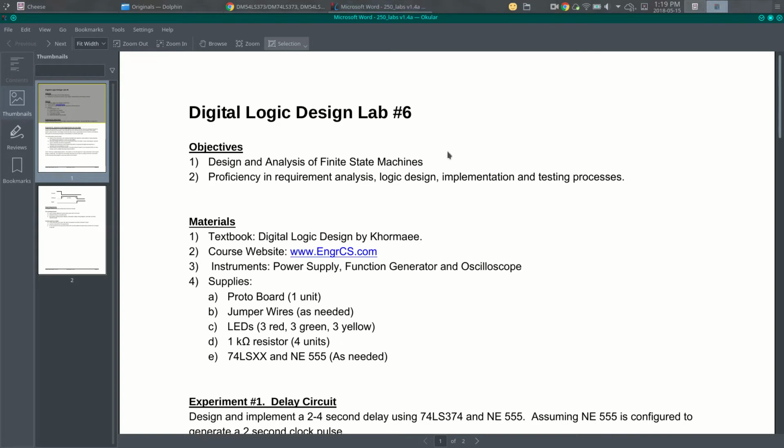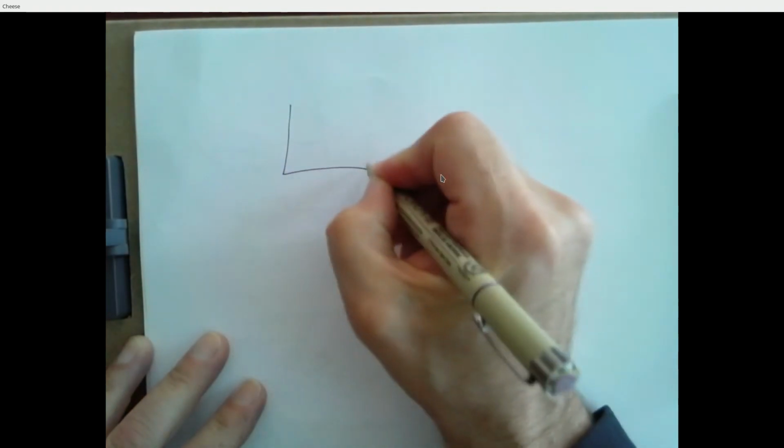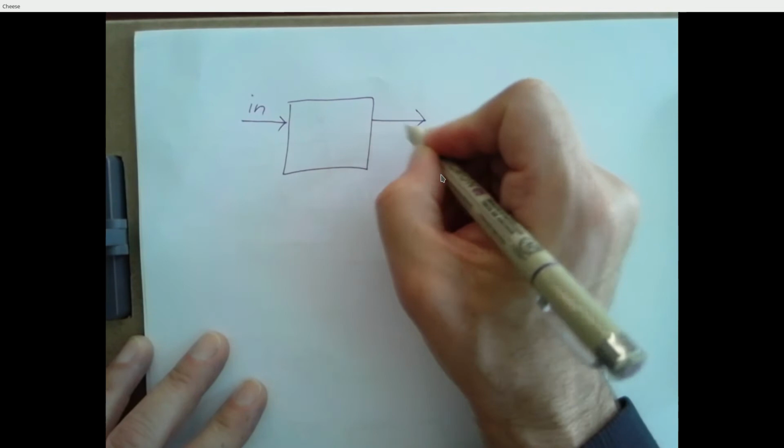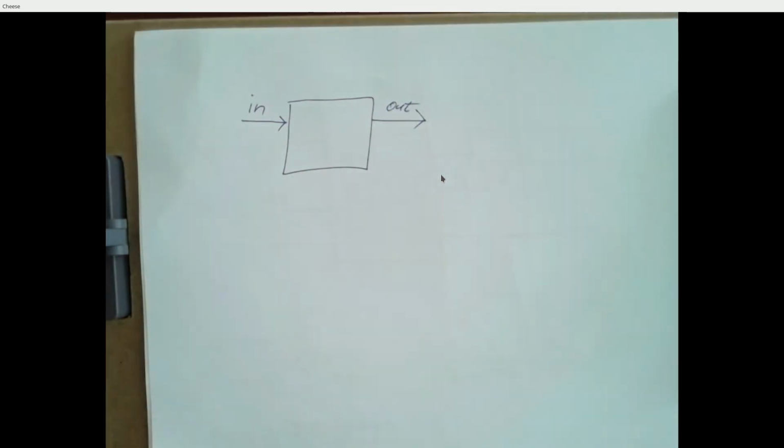All right, so lab 6, we're back to the traffic light. We're going to finish it up. So there's 2 experiments in here. The first experiment is to build a delay circuit. And let me tell you what this delay circuit should do, and then we'll talk about the details. But here's a system diagram. Very simple system diagram. Something goes in, something comes out.